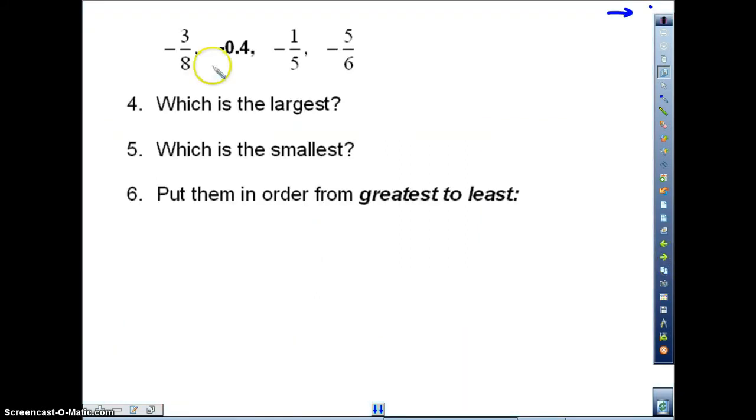All right, we've got this set of numbers. -3/8, -0.4, -1/5, -5/6. I notice they're all negative. And here's where things get tricky.